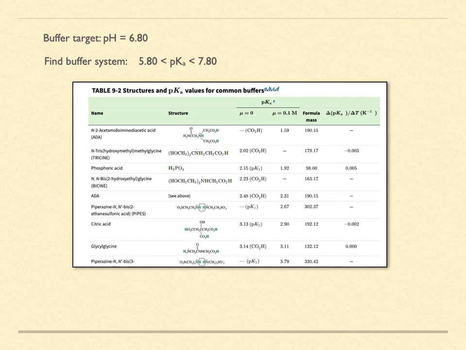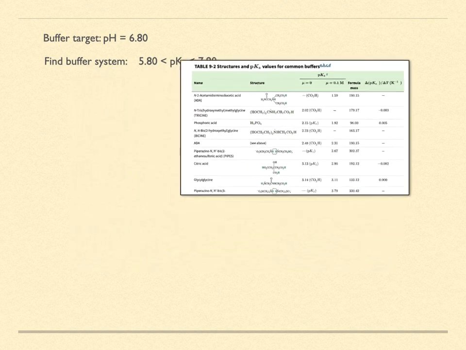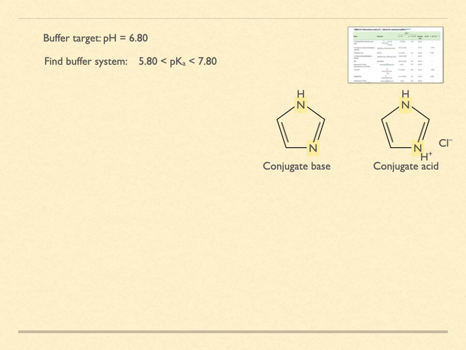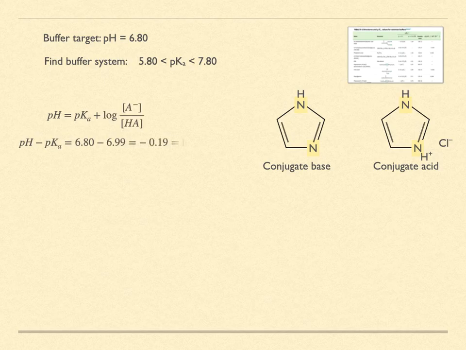If we look through this table for a system with a pKa in our desired range, we find 14 viable options. Now, in practice, there will undoubtedly be other considerations that will help you make your choice, but for right now, let's assume we'll use the imidazole-imidazolium hydrochloride system with the pKa equal to 6.99. We turn to the Henderson-Hasselbalch equation with this information. We can solve for the ratio between the two forms, but we need additional information before we can pick specific values for each species concentration.